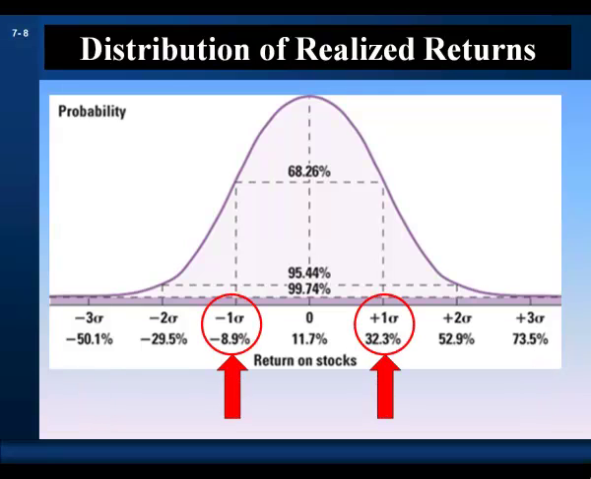So over the investment period, 68% of the returns fell between negative 8.9% and 32.3%. So if you invested in stocks, there's a 68% probability that your return for the year will fall between negative 8.9% and 32.3%.